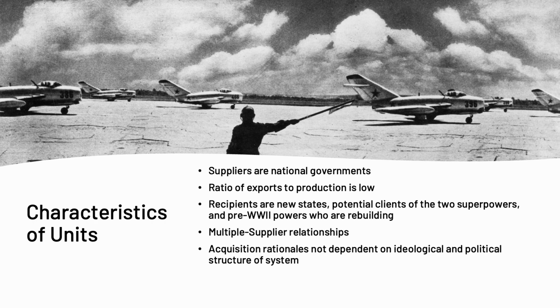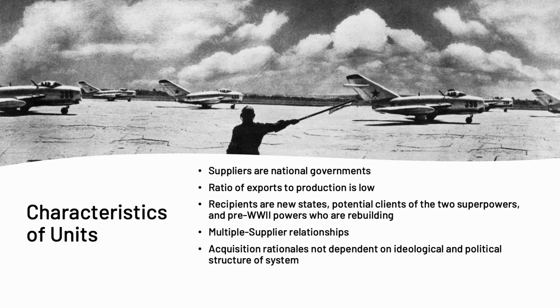This is also because we're seeing a lot of the export of old surplus equipment. So this new production isn't necessarily being exported directly out, it's being used to arm these superpowers, the US and Russia, with the newest, most advanced goods that their own states could produce. The majority of the recipients here are going to be new states and potential clients of the two superpowers and pre World War II powers who are rebuilding.